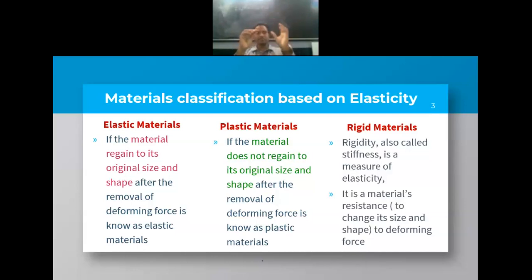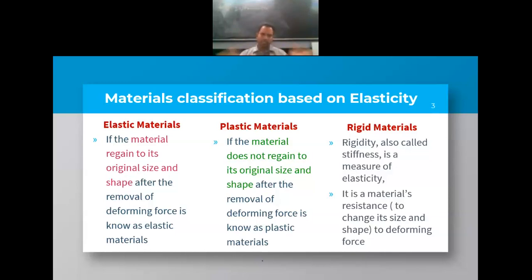If you could see me through the video, I have a chocolate. If I apply a force, it gets deformed. This is a little bit hard, but it gets deformed. When I remove this force, it doesn't regain its original size and shape. So that is what a plastic material is. For example, clay; these are the examples.